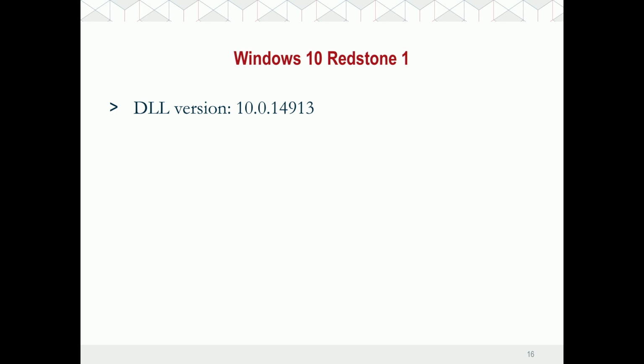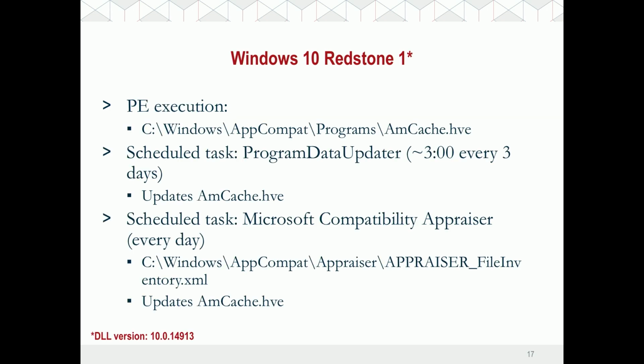OK, Windows 10 Redstone 1. In the interest of time, I'm not going to do the process monitor part again. Binary execution gets stored in amcache.hve. So that's nice. They didn't change that part. We now have 2 scheduled tasks, program data updater, which will only update amcache.hve. And then we have the new one called Microsoft Compatibility Appraiser that runs every day.